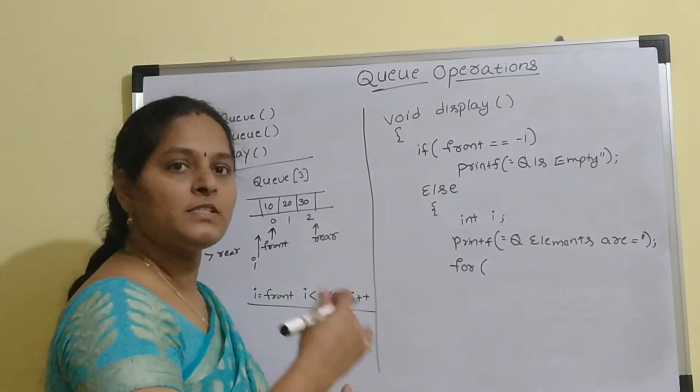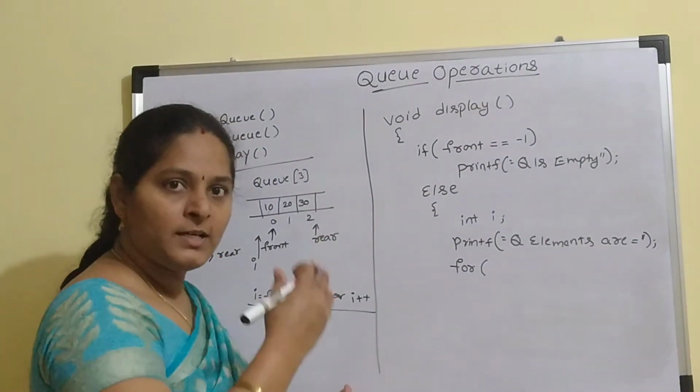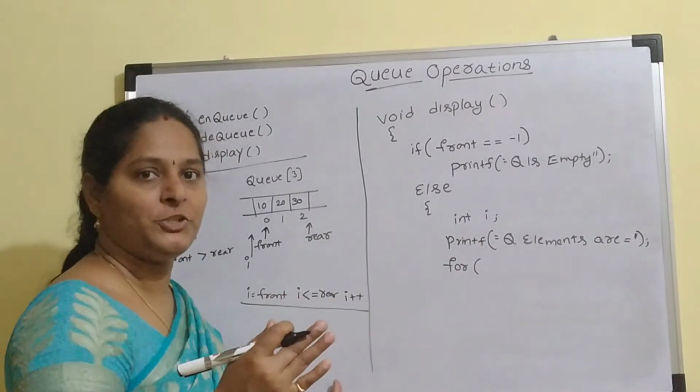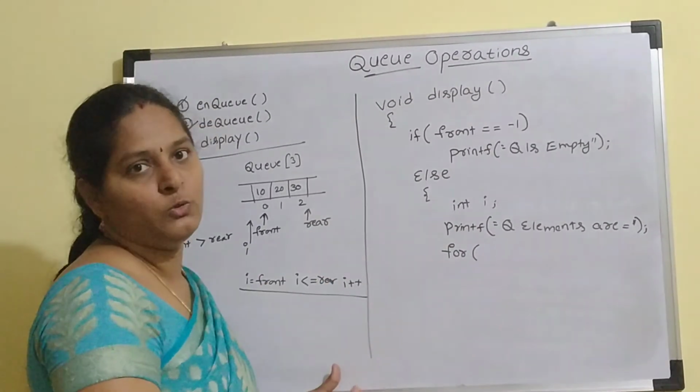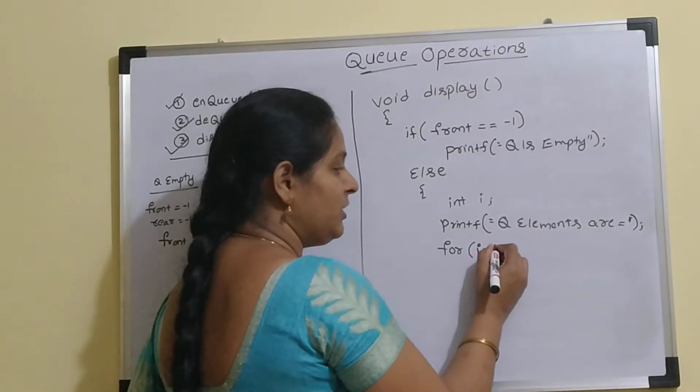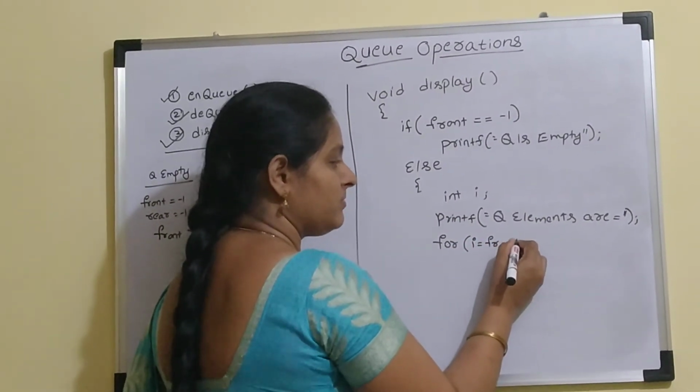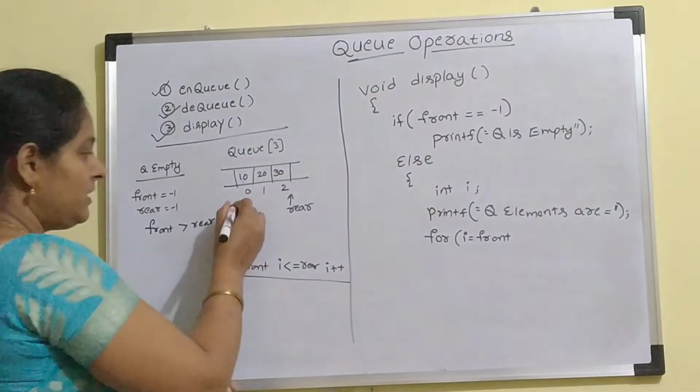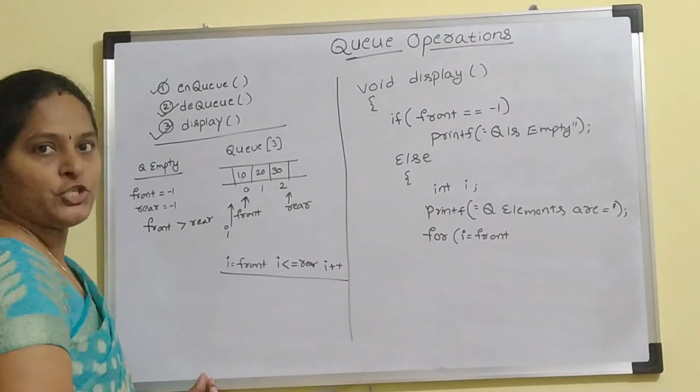So for that purpose, I need to take one loop, so that the procedure continues till the end of the queue. So here I am taking a for loop. First I am initializing the I value with the front position. So here my I value is now the 0th position.